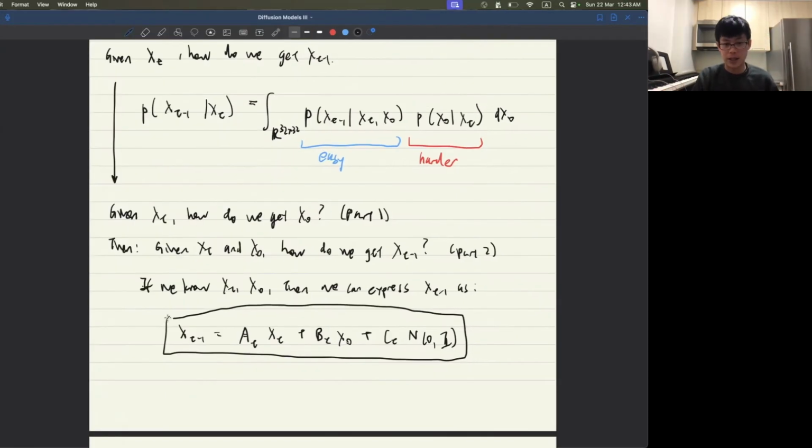This shouldn't be surprising. And I want to just mention over here that at, bt, ct are coefficients. Of course, they depend on t, but they are independent of states. So independent of xt or x0, right? They are just purely functions of t.